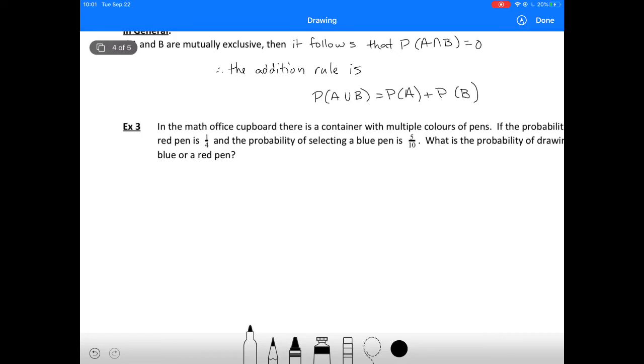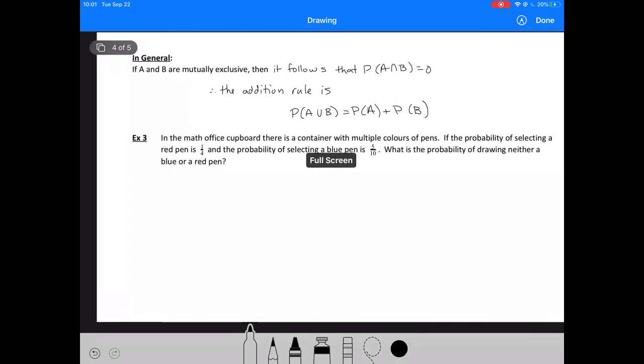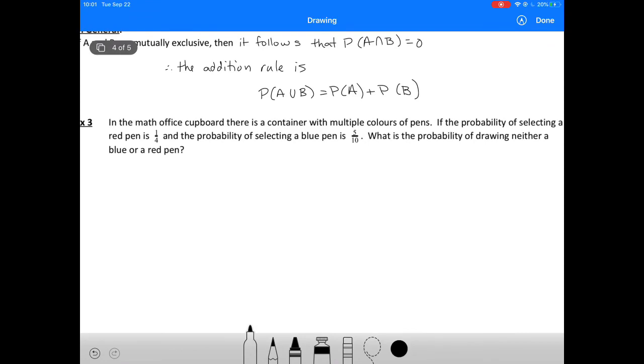Okay. So for example, we're going to do a mutually exclusive one before we finish up. In the math office cupboard, there's a container with multiple colors of pens. If the probability of selecting a red pen is 1/4, and the probability of selecting a blue pen is 5/12, what's the probability of drawing neither a blue or a red pen? So our events are mutually exclusive because you're only drawing one pen at a time.